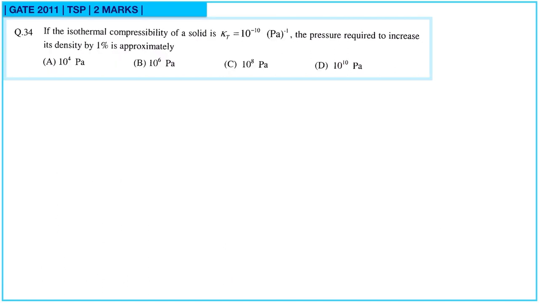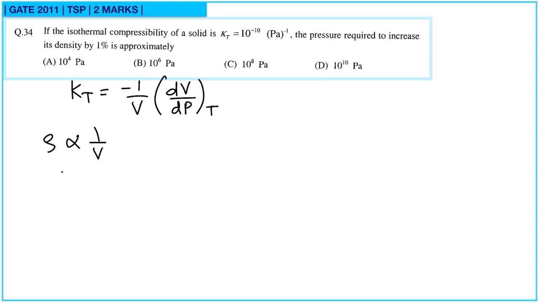Next question. If the isothermal compressibility of a solid Kt is 10 raised to minus 10 Pascal inverse, the pressure required to increase its density by 1% is approximately. Now isothermal compressibility is minus 1 upon V dV by dP at constant temperature. Now we also know density is inversely proportional to volume. So delta rho by rho is equal to minus of delta V by V.